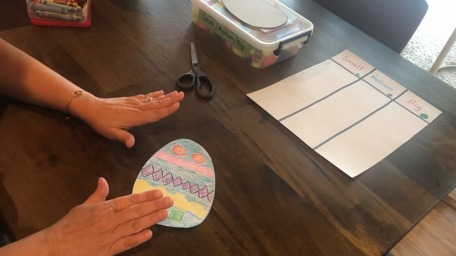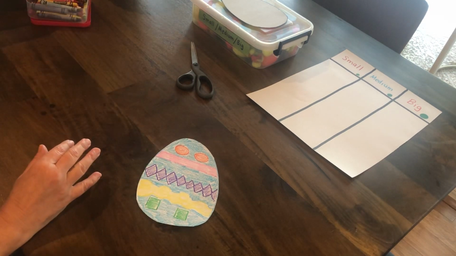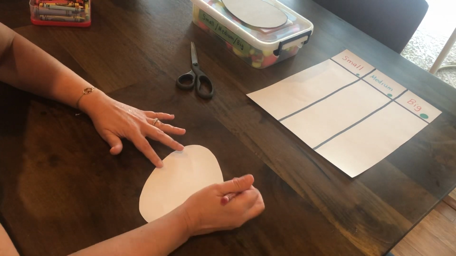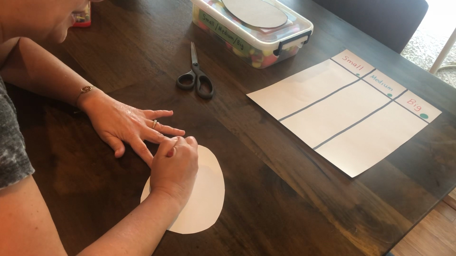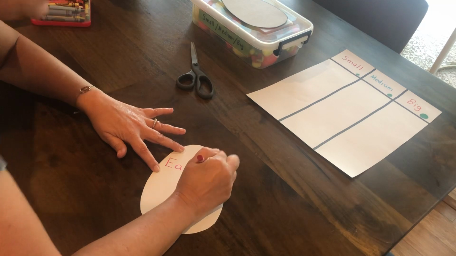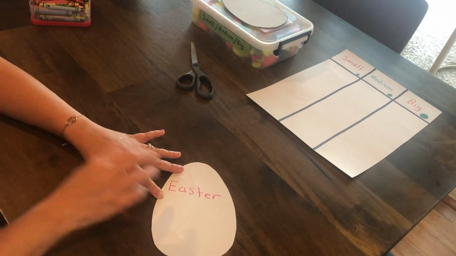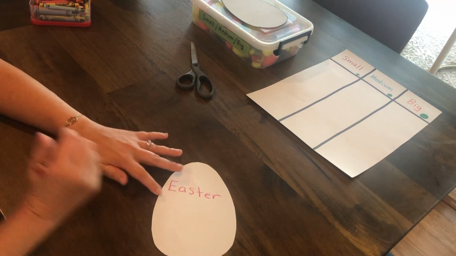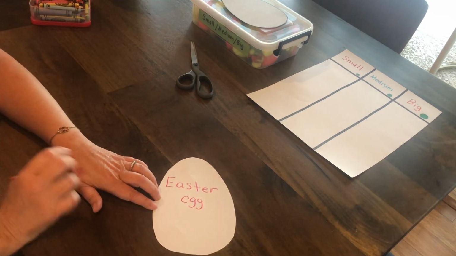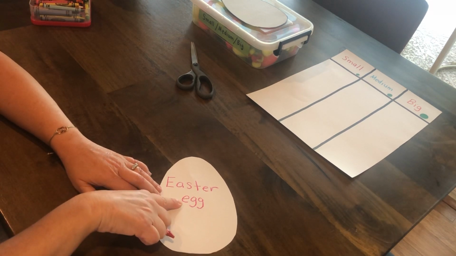So this egg now, we've traced it, we've colored it, and we've cut it out. But there's one more thing I want us to do. I want us to turn it over, and we're gonna write a few things. We're gonna write Easter, which is E-A-S-T-E-R, and Easter has an uppercase E there because it's a holiday. And then I'm gonna write egg. See how that one's lowercase? Because egg is just a word we use every day. It's not a holiday.